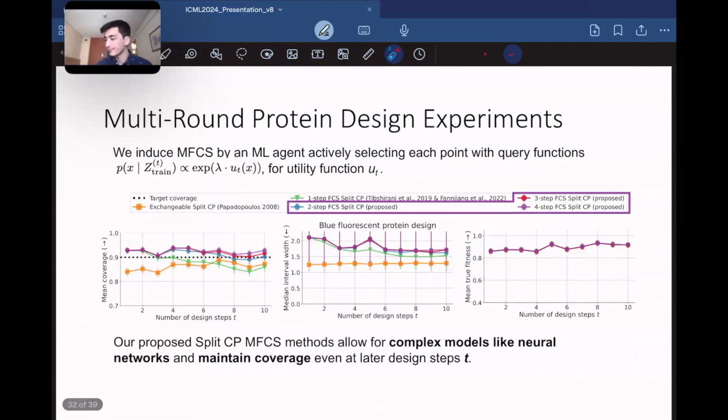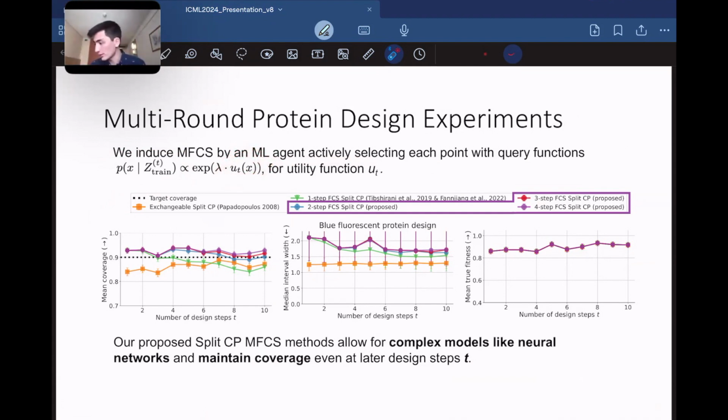And so, as I mentioned before, this is representing our query strategy, our query function for the AI or ML agent, for some utility function that you're trying to optimize for.